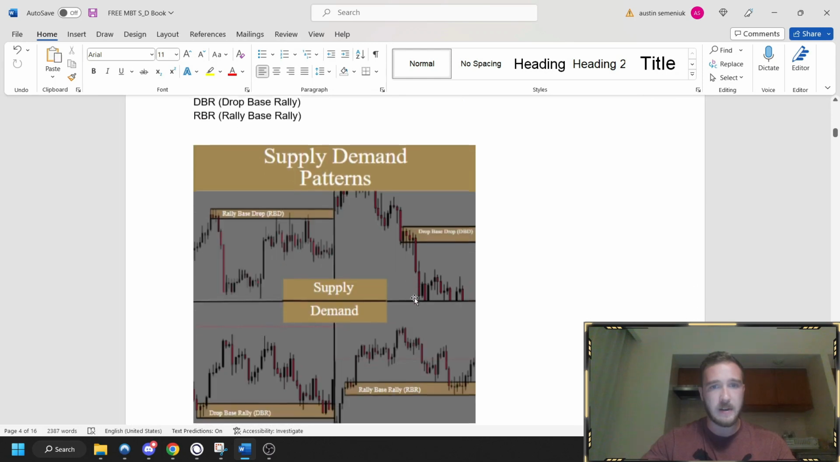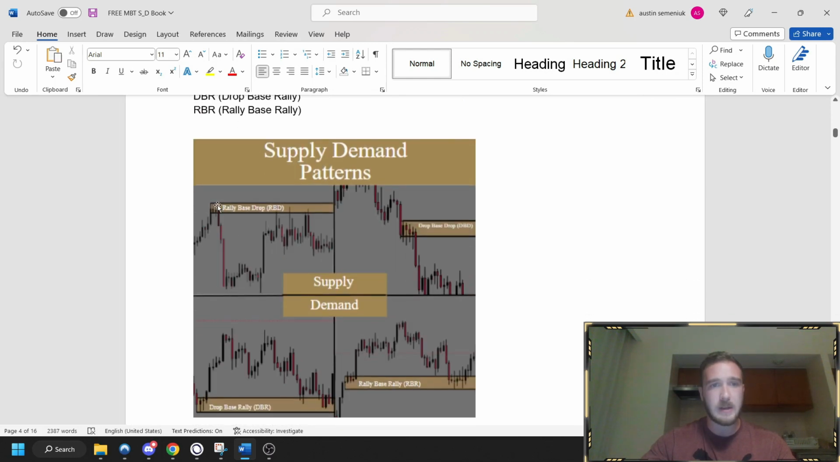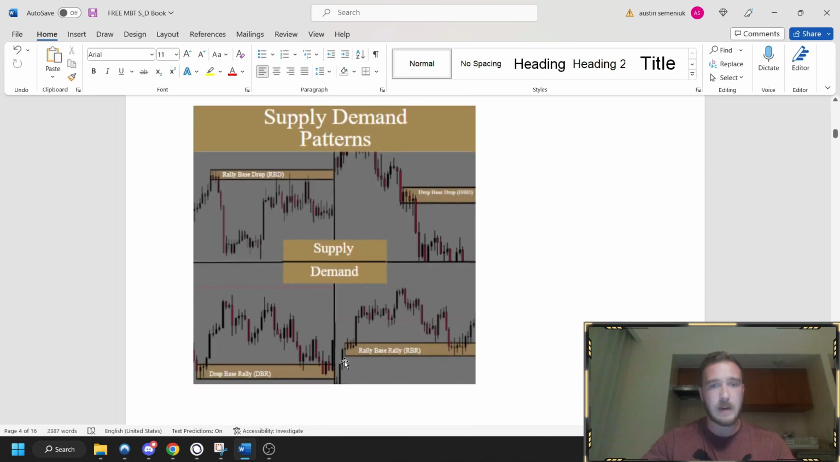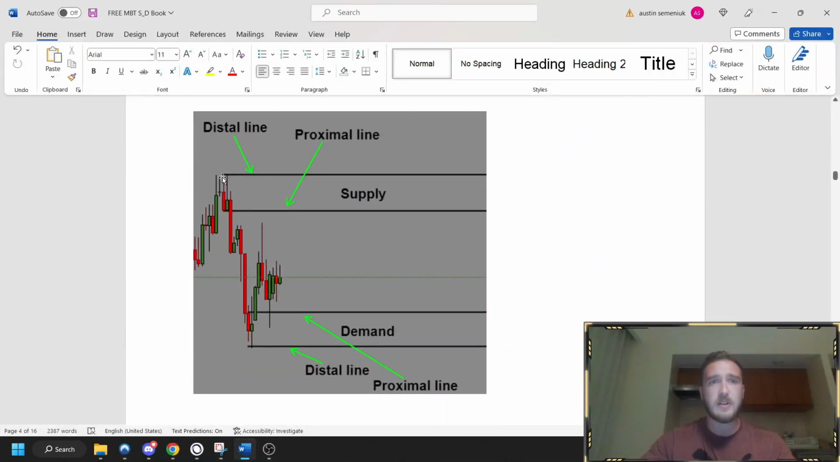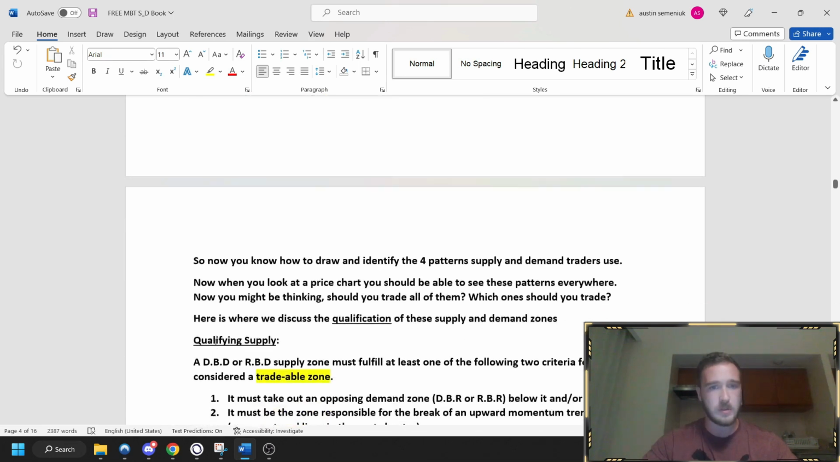Right, these are the 4 patterns that we are trying to trade: the rally-based drop, drop-based drop, rally-based rally, drop-based rally. And let's continue on, because here on drawing zones, here are the 2 zones: supply up here, demand down below. Okay. Proximal line and distal line. I'm just trying to circle the base, right?